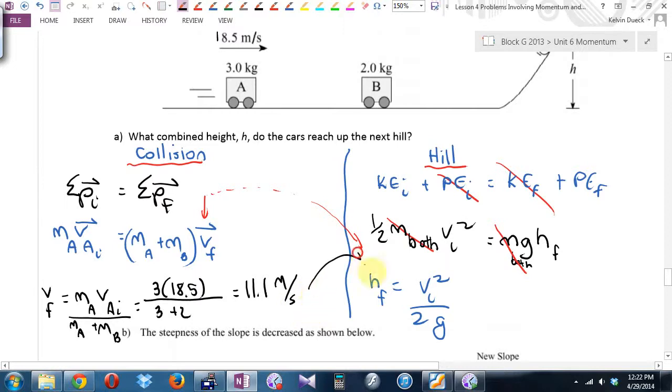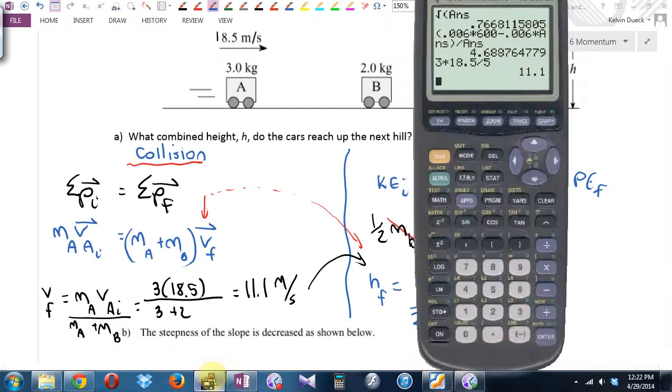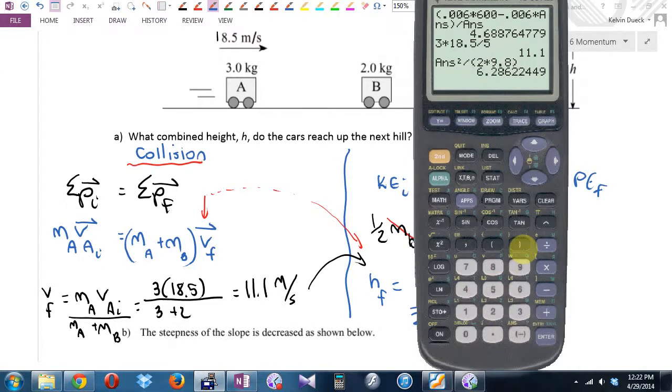And now, let's plug it in here. 11.1 squared divided by 2 times 9.8. This number squared divided by bracket 2 times 9.8. Ta-da! 6.3 meters, 6.29, oh heck, 6.3 meters.